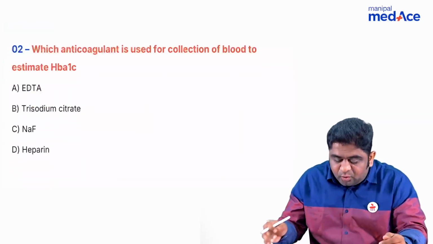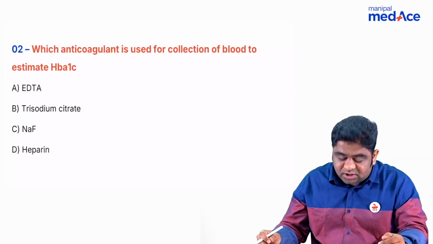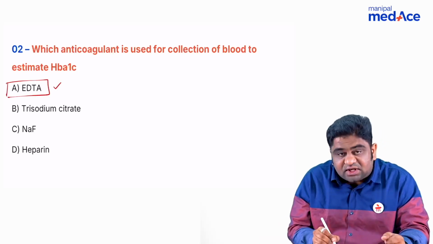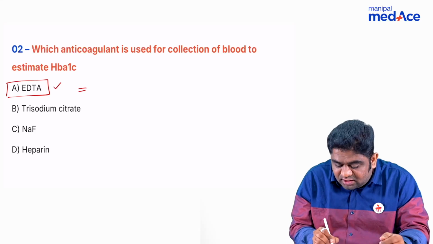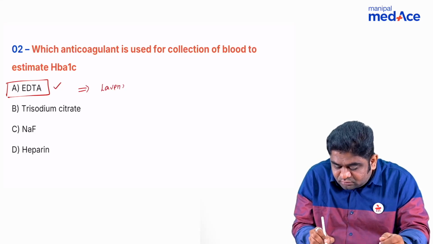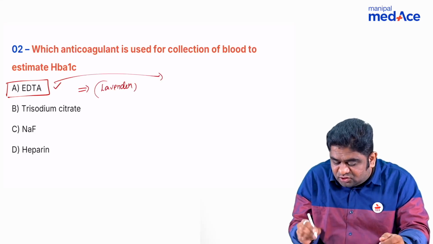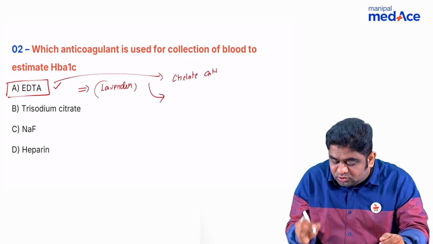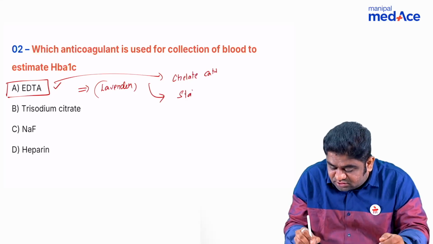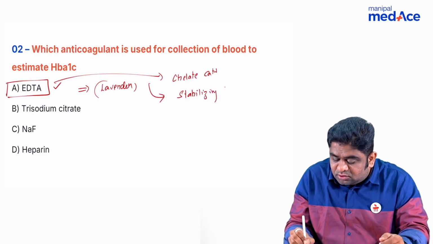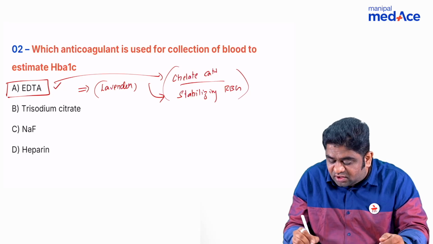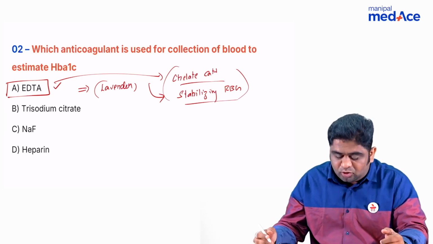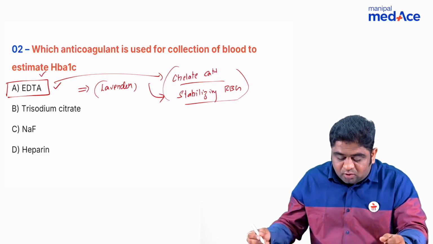Look at the next question here. Which anticoagulant is used for collection of blood to estimate HbA1c? And the answer is EDTA containing sample. And if the vacutainer contains EDTA, it is lavender capped. The purpose of EDTA is to chelate calcium, and also it is capable of stabilizing the RBCs. So once the RBCs are stabilized, then when the hemolysis happens, you will be able to extract the hemoglobin out and then estimate the amount of hemoglobin present inside. So for that reason, you will be requiring EDTA.